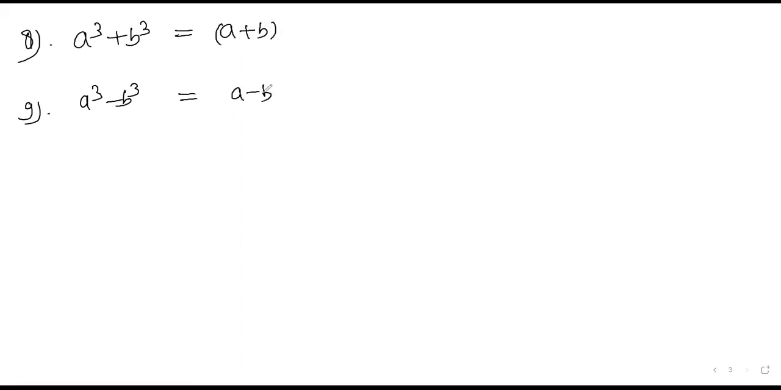Some more identities I will tell you. Eighth one, that is a cube minus b cube. Listen. Firstly, we will discuss plus, then minus. Okay. So this was the ninth one. What is a cube plus b cube? In the first bracket, a plus b. And here, look at the comparison. If the minus sign is here, then minus sign. If the plus sign is here, then plus sign. In the second bracket, both are squares: a square plus b square.